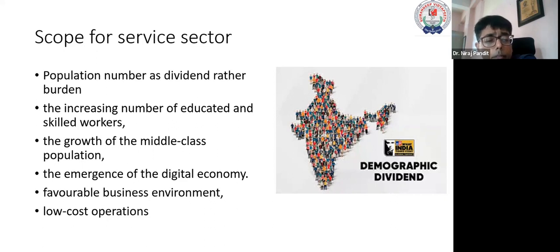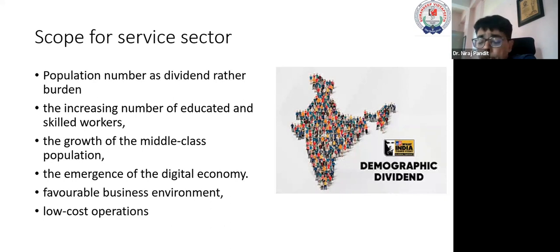Favorable business environment, very important. If you want to start any business, India has a very good business environment. In Bharat, you can see even a small person can start their own business. So a favorable business environment is also very important in the case of the service sector.